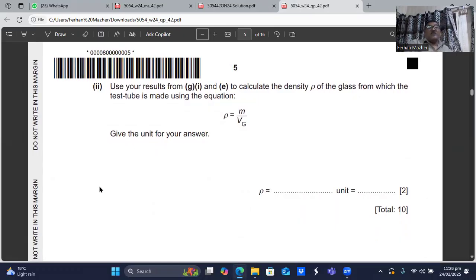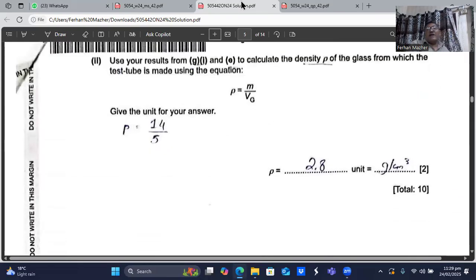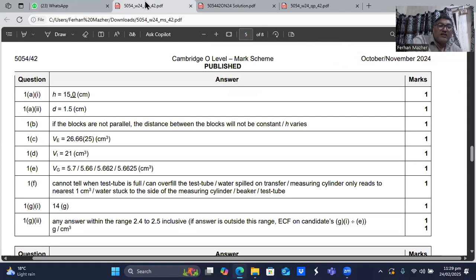Okay, then the second part is use your results from the G first part and the E to calculate the density rho of the glass from which the test tube is made using the equation. Density, which is represented with the rho, is equal to mass divided by the volume of the glass. Give the unit for your answer. Okay, so if I will use the mass in grams, that's 14 gram, and we know the volume of the glass, so 14 divided by 5, and that will be 2.8 grams per centimeter cube will be the unit.